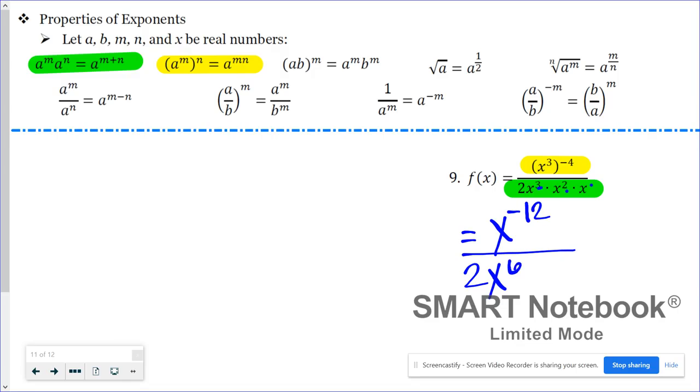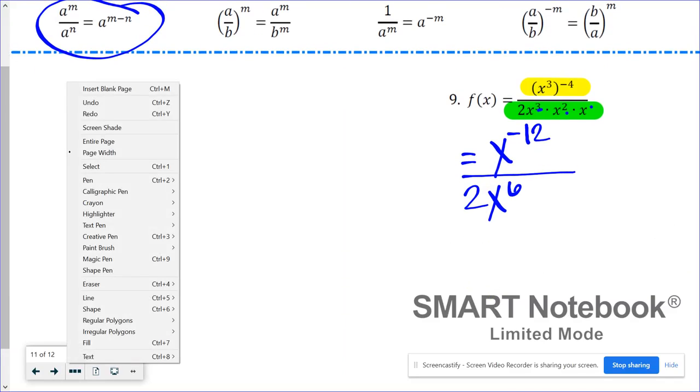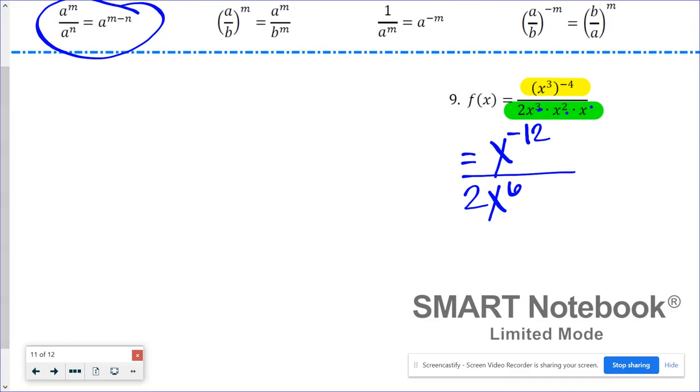So now what I have is a quotient. So I'm looking at this right here, and it says I should subtract the exponents. Well, when it comes to that k value, that constant, there's an invisible 1 here. So basically 1/2 is your k value. When it comes to your new exponent, when we go negative 12 minus 6, we get negative 18. So 1/2 x to the negative 18th power is our power function.